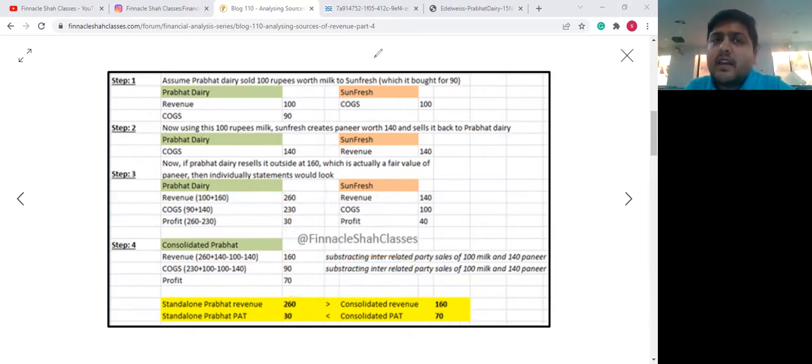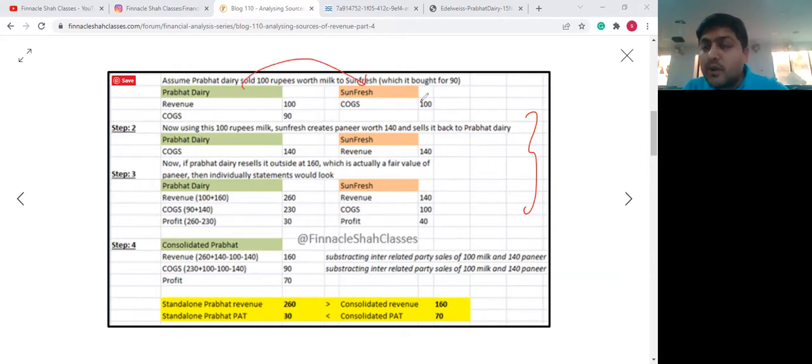Now, you may be thinking that this need not happen with all businesses which engage in related party transactions. Absolutely right. Not every company which engages in buying and selling with a subsidiary will see its standalone revenue be more than consolidated, because first of all, there are quite a lot of assumptions here. When we took this example, the perspective was only to educate the viewers of this video how interrelated party transactions work their magic. However, it's a lot more complicated in real life, because there is leftover inventory when a parent is making a sale to a subsidiary.